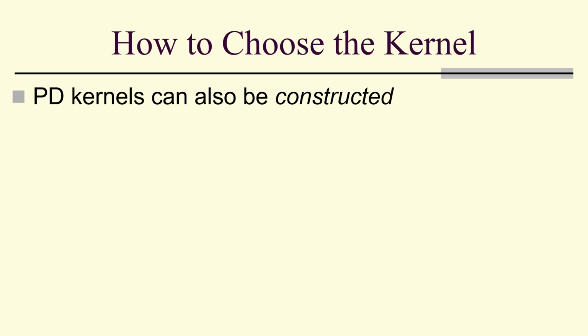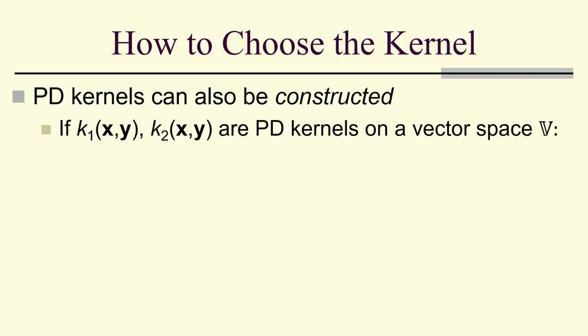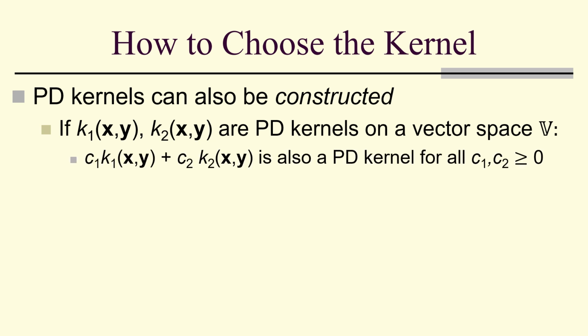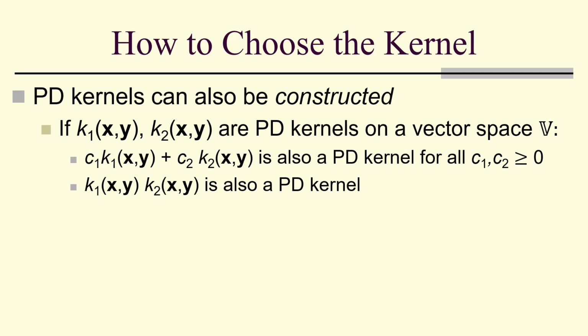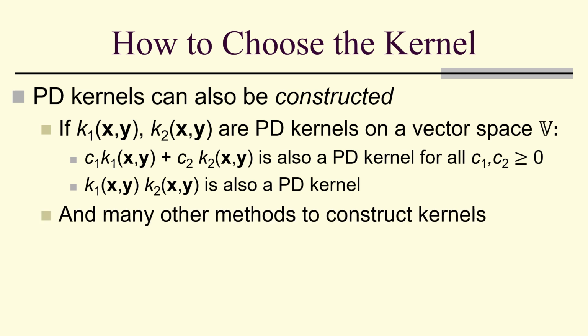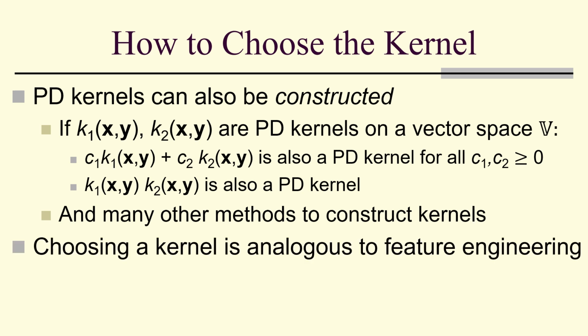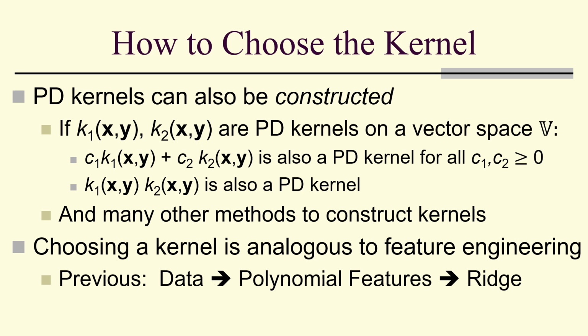But positive definite kernels can also be constructed. If K1 and K2 are positive definite kernels on a vector space V, then their linear combination with positive coefficients is also a positive definite kernel. And their product is a positive definite kernel. And there are many other methods to construct kernels. And choosing a kernel is analogous to feature engineering. For example, we're going to look at ridge regression. In the previous video, we took data, got polynomial features, and then applied the ridge regression.